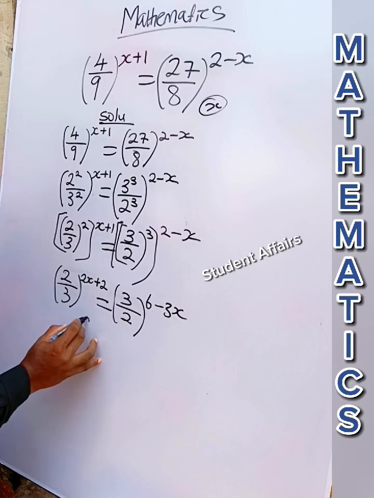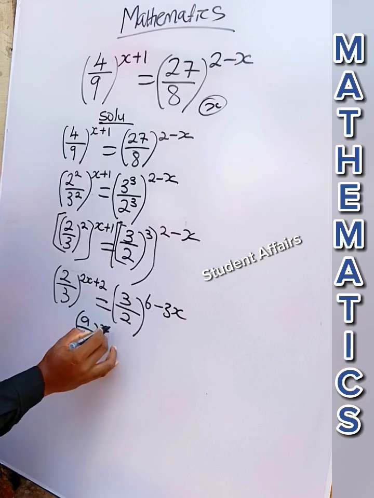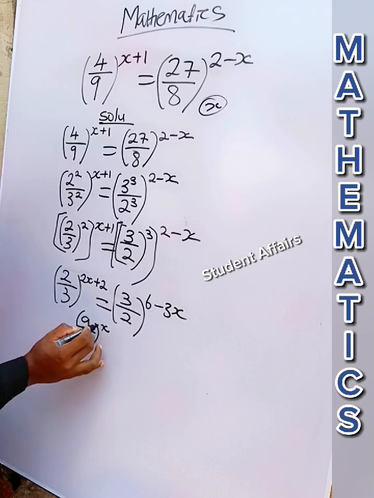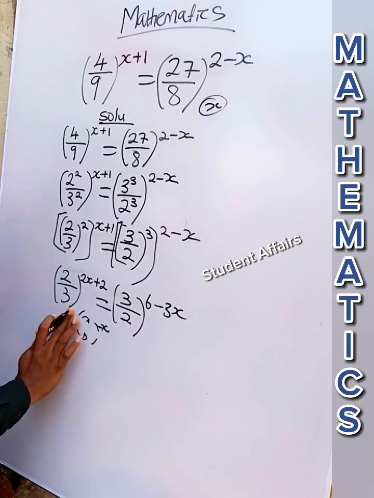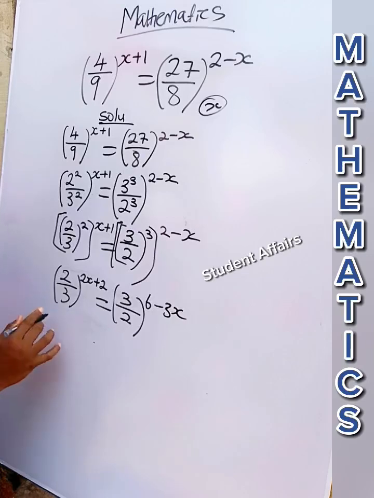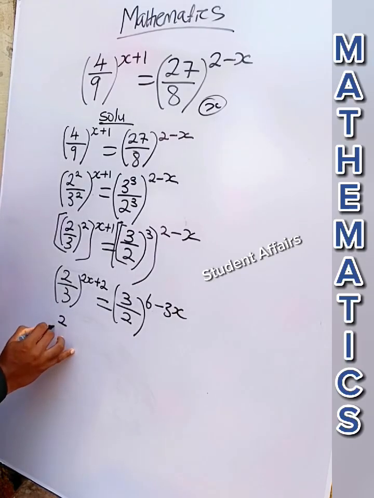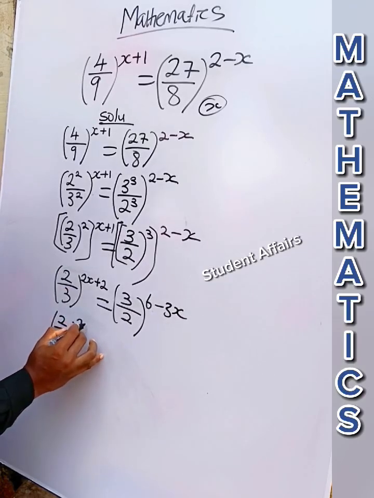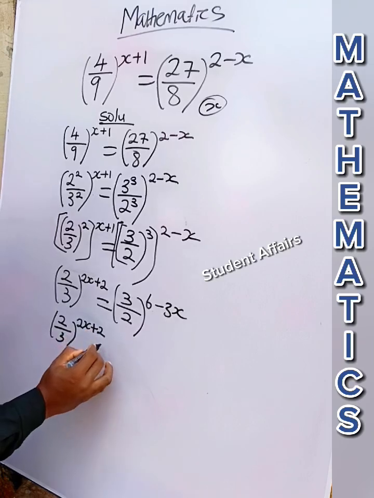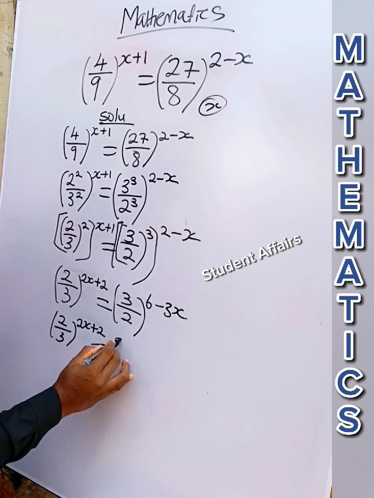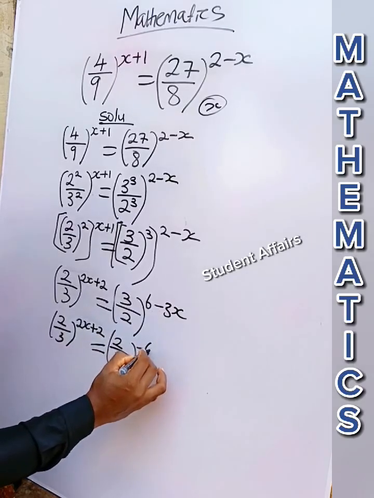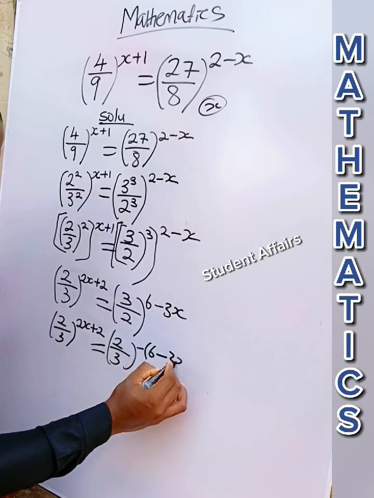There is a principle that if you have (a over b) all raised to power x, for example, if you want to inverse this fraction, you will introduce a negative. So let's apply it here. So we now have (2 over 3) all raised to power 2x plus 2 equals (2 over 3) all raised to power minus bracket 6 minus 3x.